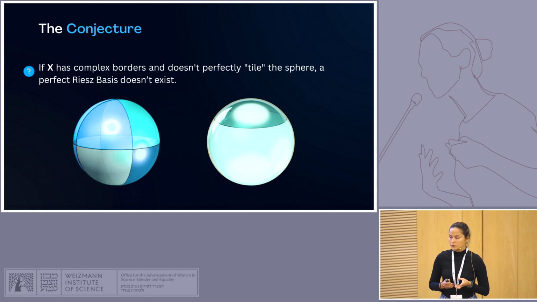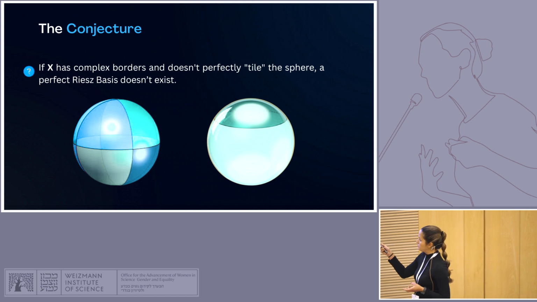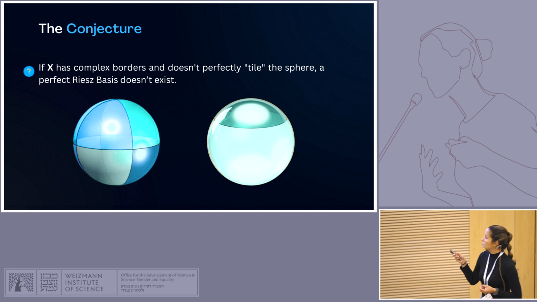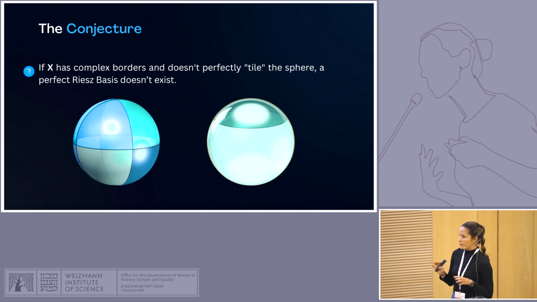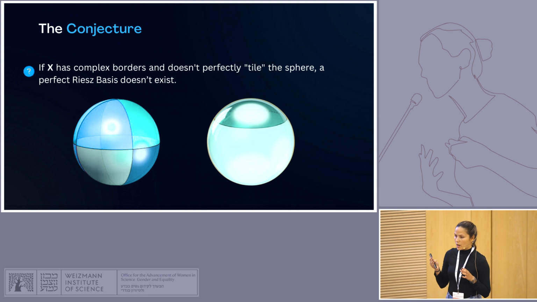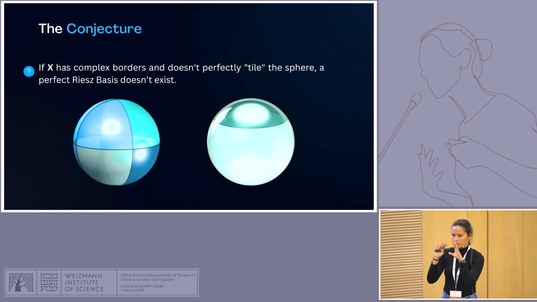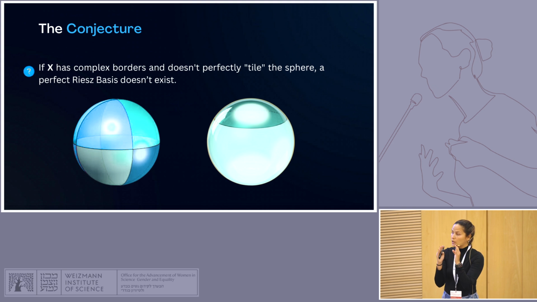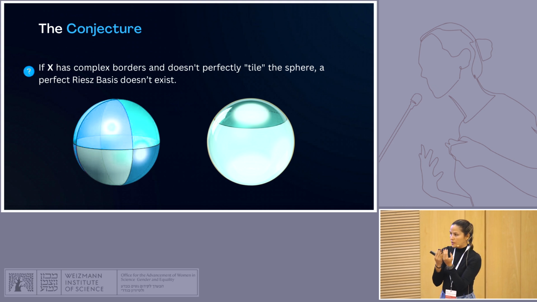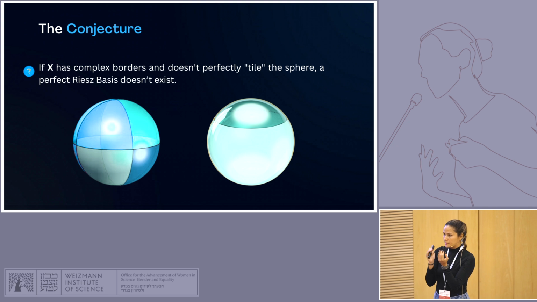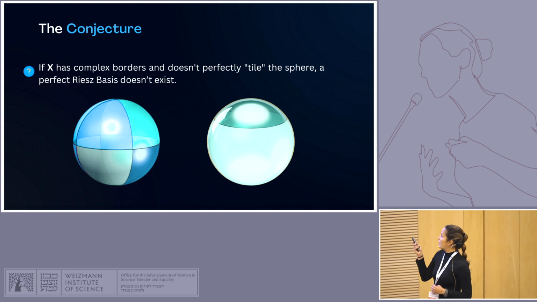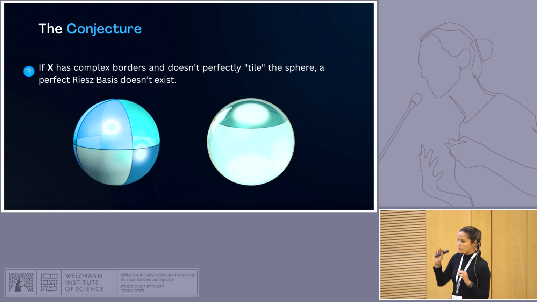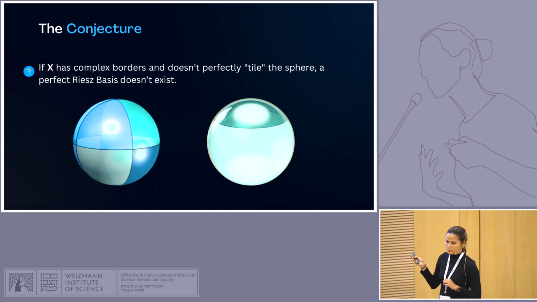What is the meaning of tiling the sphere here? For example, in the first picture, you can see the subset X as a spherical triangle. And in this case, this X tiles the sphere. Why? Because you can stick multiple copies of X together to cover the sphere without any gaps. In the second picture, we have X as a spherical cap. This spherical cap doesn't tile the sphere, okay?